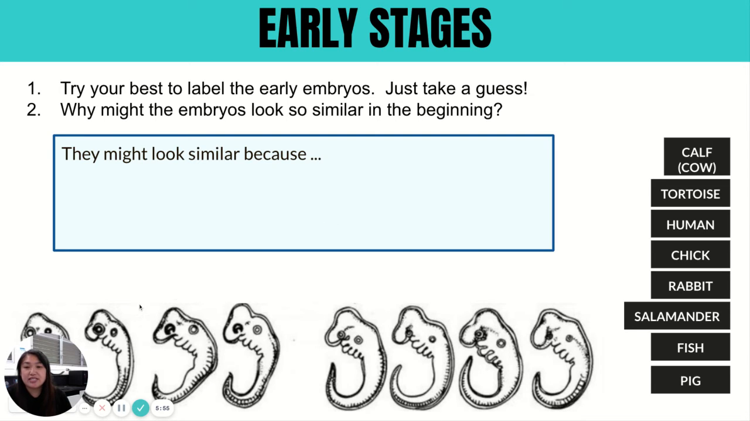Then you're going to take a look at these embryos and try your best to label them. They all look very similar. So again, this is right after an egg gets fertilized, then it starts to develop and turn into whatever it's going to be. And so in the very early weeks after that egg gets fertilized, they all start to look something like this. So you're going to be labeling them, taking your best guess, and explaining why you think they might look similar, even though later on they all look so different.